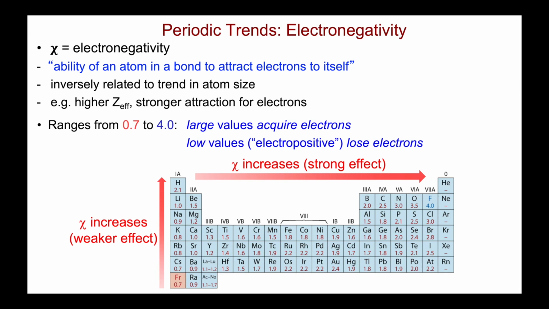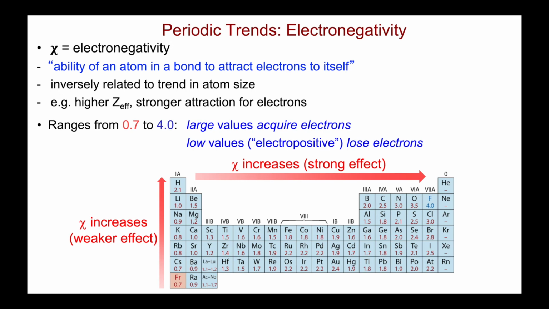The values for electronegativities range from 0.7 to 4. The lowest electronegativity is at the bottom of group 1. Or we can twist those words around and say that's the most electropositive element. The highest electronegativity, in other words, the atom that is most effective in competing for or attracting electrons to itself, is fluorine. Atoms with large values of electronegativity will tend to acquire electrons. Those with low values, which are electropositive, will tend to lose electrons.